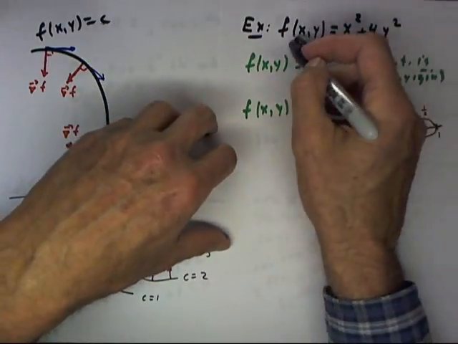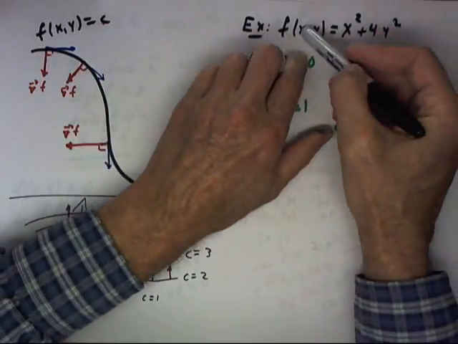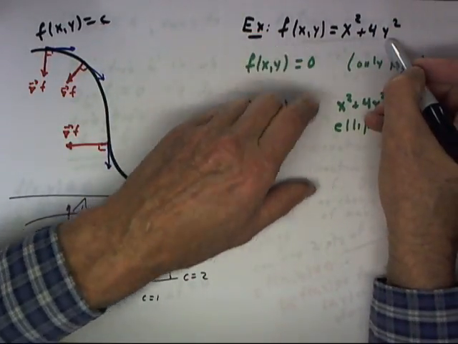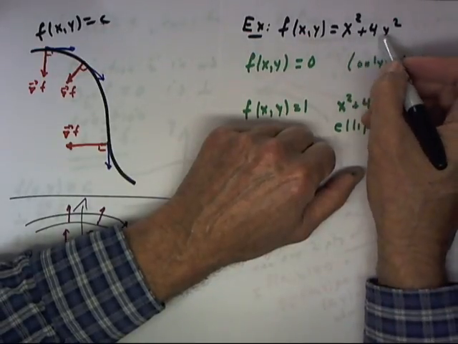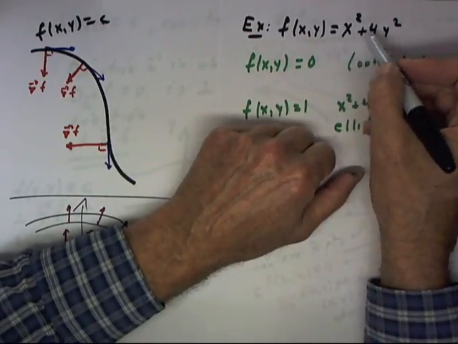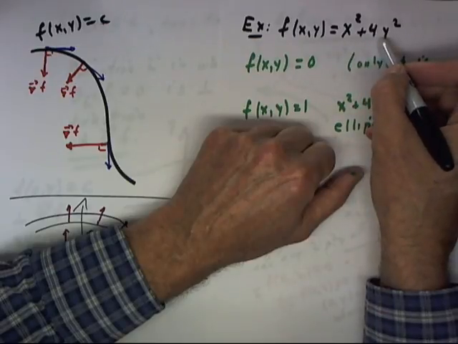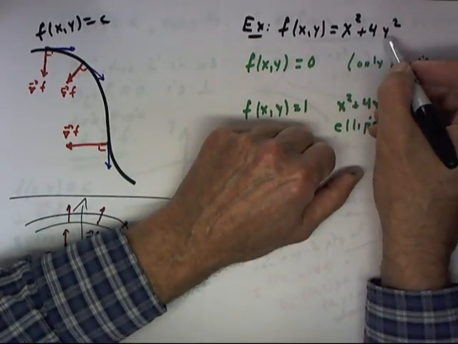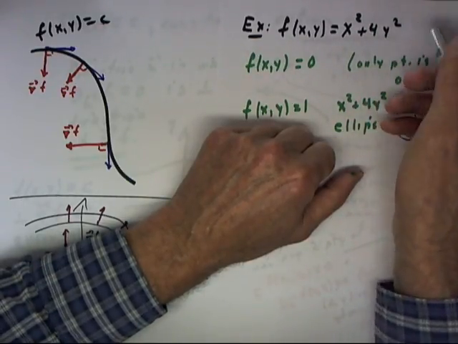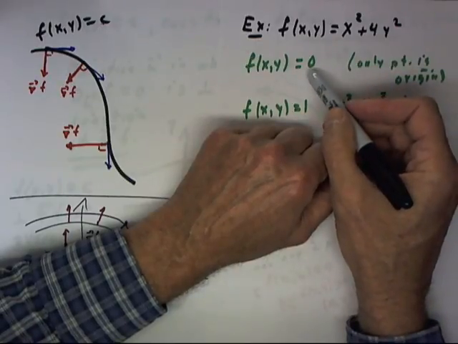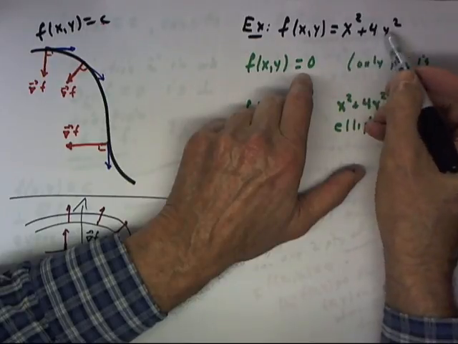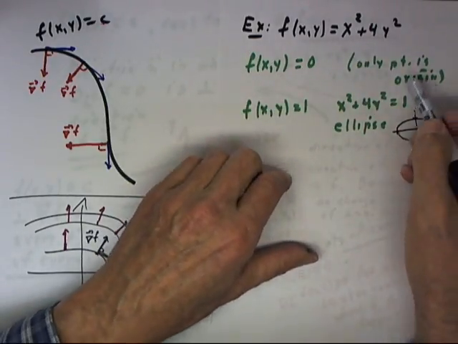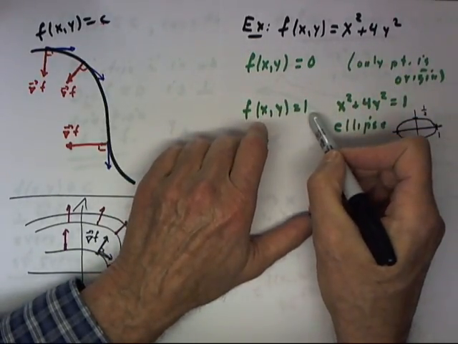Okay, let's do an example of a set of level curves. Function f of x, y equals x squared plus 4y squared. First, we'll note that for any values of x and y, this function is non-negative. It can't be negative; squares, sums of positive multiples of squares, can be at the least equal to 0, and the only point at which that occurs is where x and y are both 0. That's the origin.